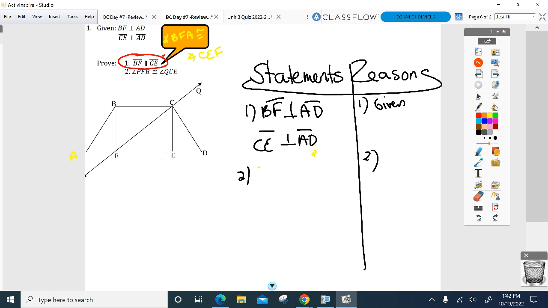All right, I need everybody to stop. I'm going to write down an incorrect statement in number 2, and you tell me why it's incorrect, because this was very common on the quiz. BFA, CEF, they are congruent. Parallel lines imply corresponding angles congruent. That was easy. I'm done. Why is that not true?